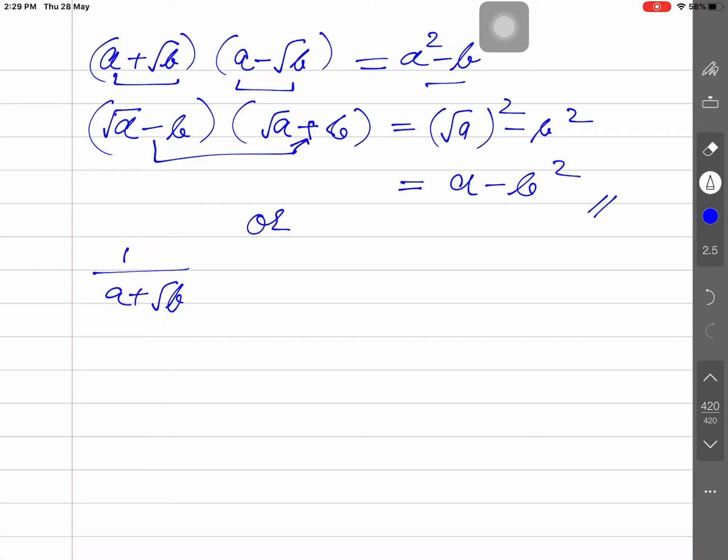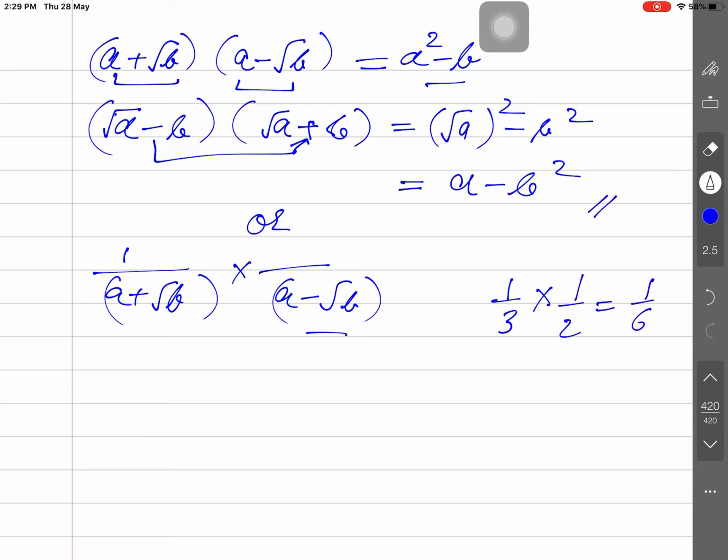Is that clear? So I am just saying that we multiply here by a minus root b. Is the mathematical operation valid here? No, because if I look here, 3, I am multiplying this by 2. So what shall it be? It becomes 1 by 6. The value you had was 3 and now it's becoming 6, 1 by 6. The value has been changed here.